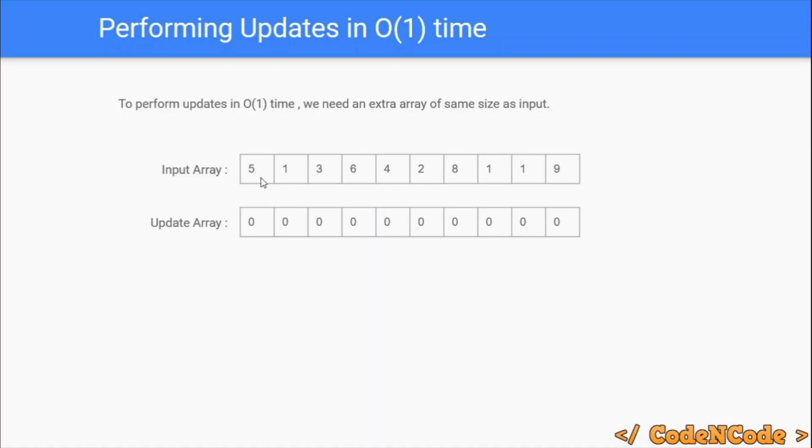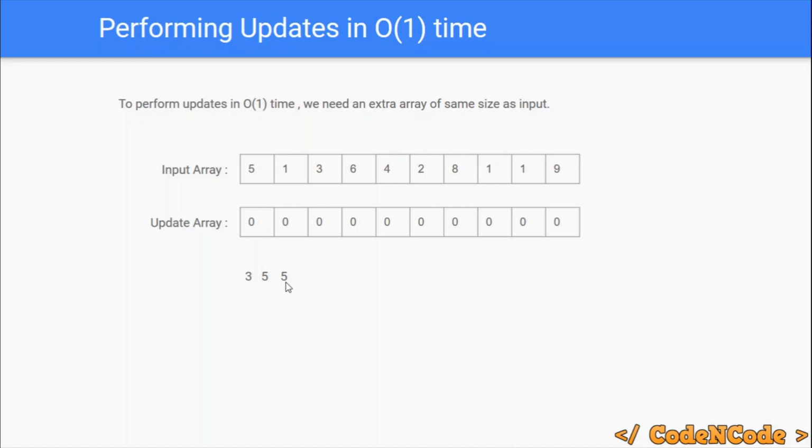Say the input is 5 1 3 6 4 2 8 1 1 9, and this is the update array, the extra array that we will be needing to perform the updates in constant time. And of course you need to initialize all of the elements in the update array with 0. Now suppose there is a query 3 5 5, that means in the range 3 to 5 add value 5 to all of the elements, right?